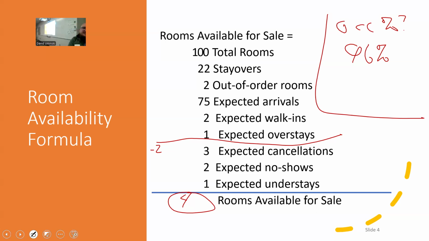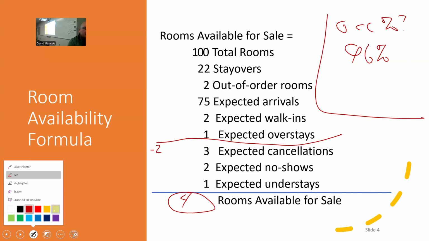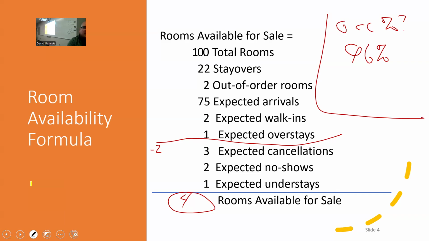And I want you to look at this information right here. If I take these numbers and add them up together, what's 22 plus 2 plus 75 plus 2 plus 1? We add all of these together, we actually get 102. So if I were to look at this, I'd be like, oh my gosh, I'm oversold by 2 rooms.